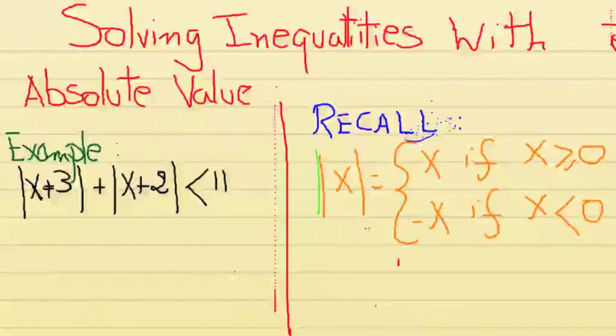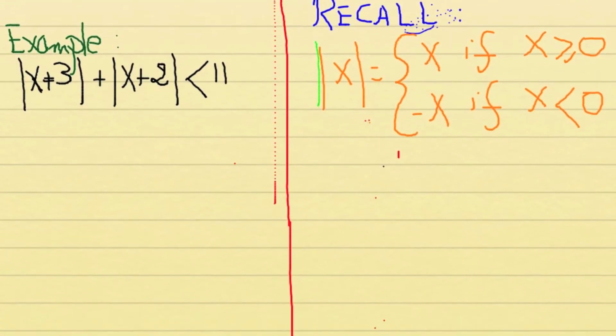We all know that the absolute value of x is going to be x if x is positive, and it's going to be negative x if x is negative. For this example, we just need to write what the absolute value of x minus 3 is, and see what the condition on x is in order for us to get rid of the absolute value. We have to do the same thing for the absolute value of x plus 2.